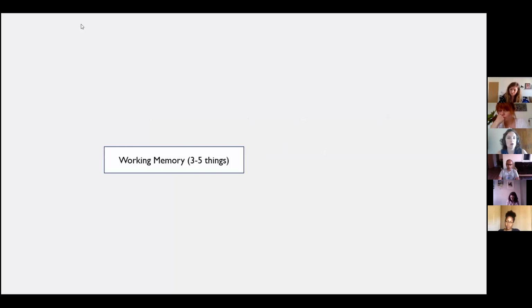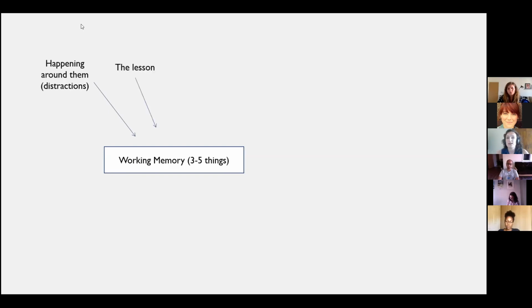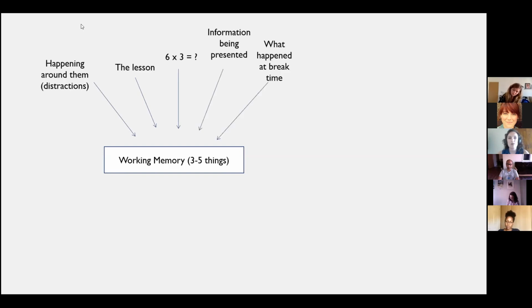Well, we need to start off with the working memory. The working memory holds 3 to 5 things, and it's still in debate really how much they actually hold. Now, the working memory takes in everything that's going on around us, and that is the processing place of the brain. It could be someone talking to me in the lesson, the lesson itself, for some students their timetables, what information is being presented, and also what happened at break time. That could be in their minds the whole time.